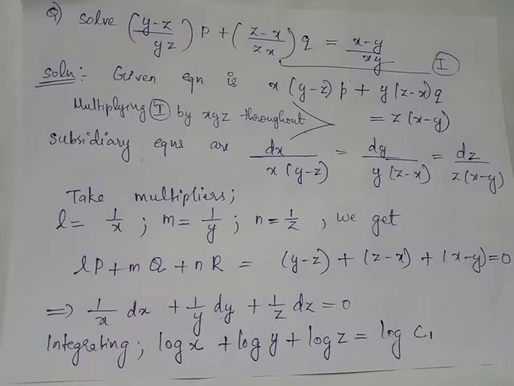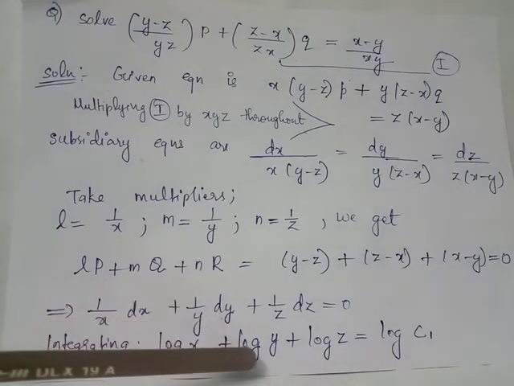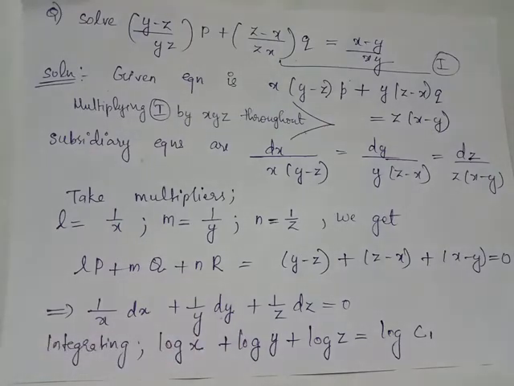Thus, we obtain this equation, and when we integrate both sides, we have integral dx by x equals log x, integral dy by y equals log y, integral dz by z equals log z, and we have constant of integration log c. We have log a plus log b plus log c equals log abc. Hence, this LHS becomes log xyz.